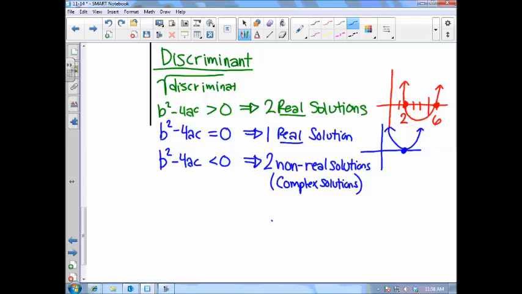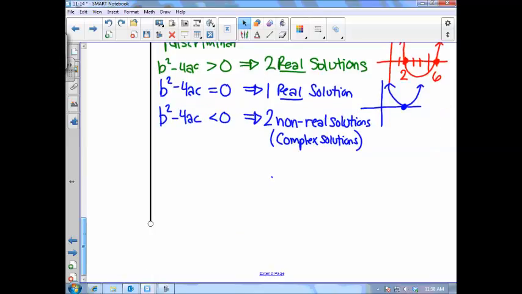Okay? Please keep in mind, anytime you solve a quadratic, your answer is actually representing points on the graph. Don't just think, oh, I got these numbers, and they're just numbers. They're points on the graph, on the x-axis.